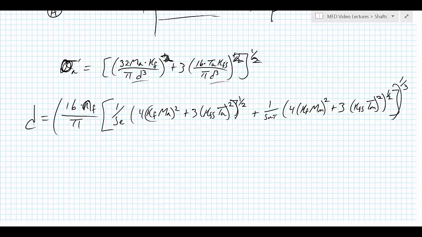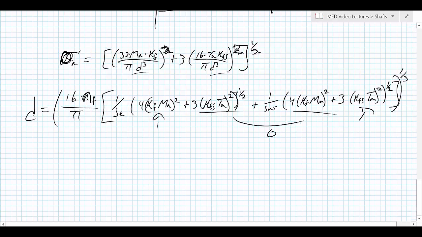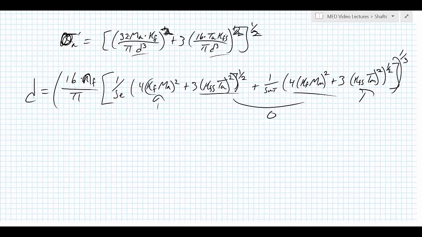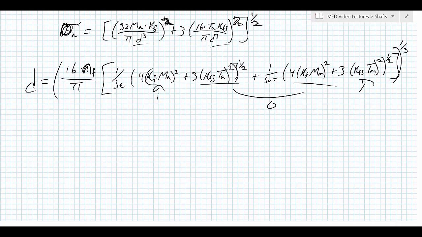So that's a tediously long equation, but as I said before, oftentimes the amplitude portion and the mean portion are often 0 here. So we just end up with the mean portion, the amplitude portion of the bending moment, and the mean portion of the torque. So that tells us a diameter that, if we want a factor of safety 1 or higher, will give us what we need.